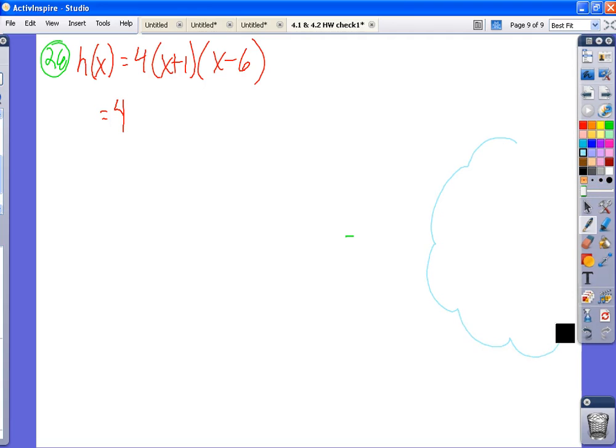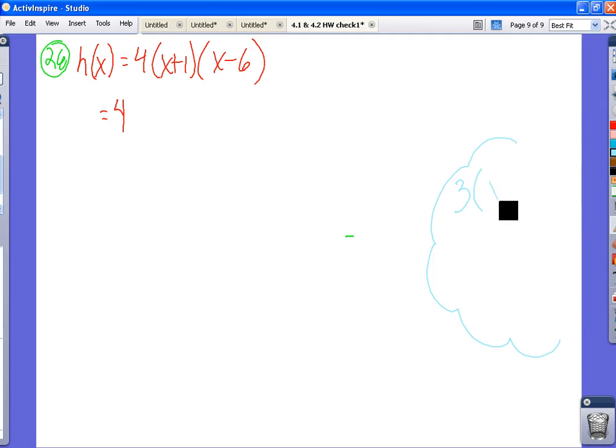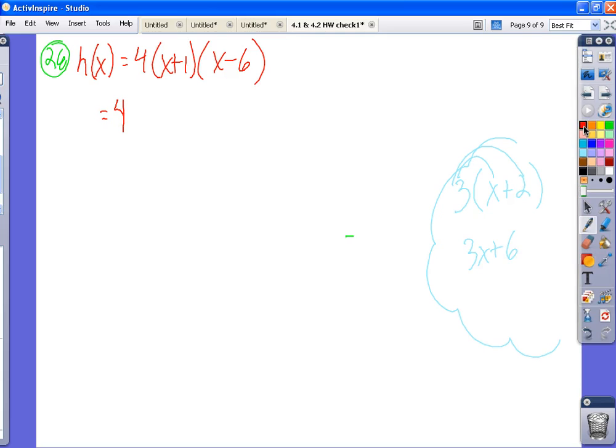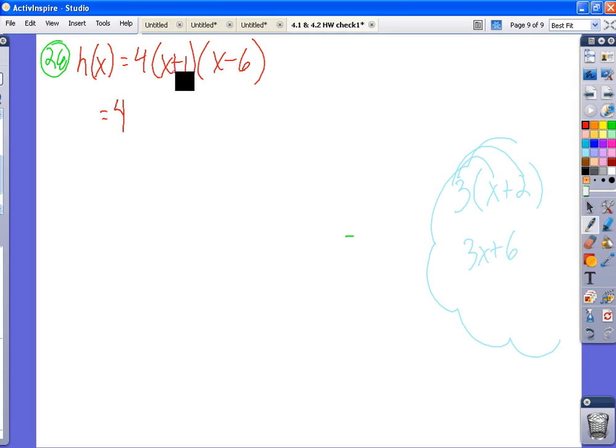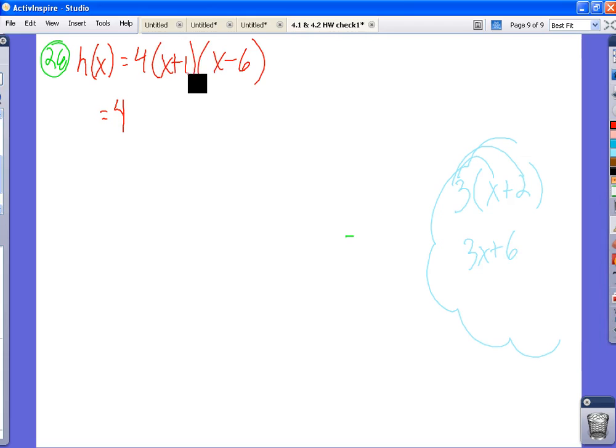Like, for instance, let me have an aside over here. What if I had 3 times x plus 2? What am I supposed to do with this 3? Distribute it to everything, right? So 3x plus 6. Well, it's the same story over here. If we're going to multiply these two things together, what are we supposed to do with this parentheses? Distribute it to everything in this parentheses.